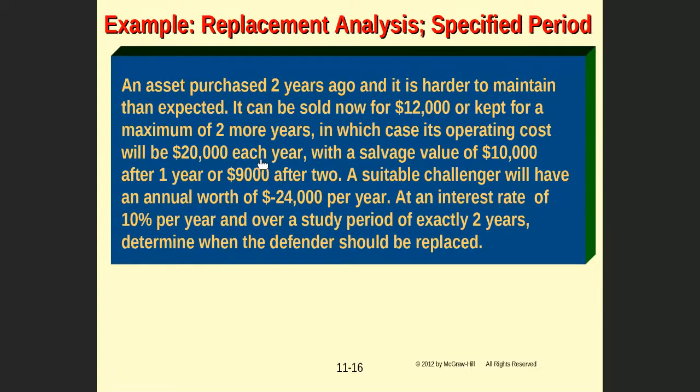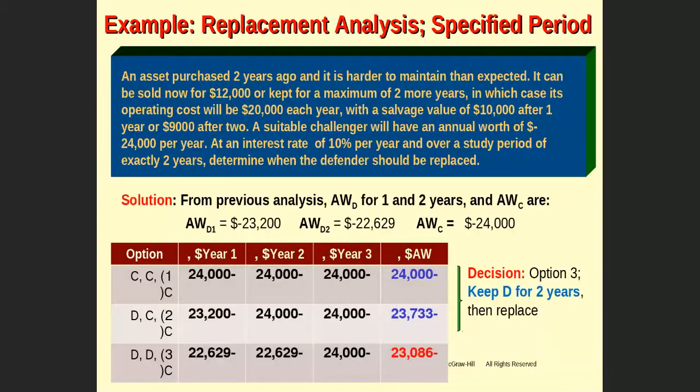The challenger can replace the defender in any of those 3 given years. Either this year, which is now, when it says it's sold now, so the challenger can replace the defender now in year 1, or we can replace it the year after, which we can call year 2, where the information applies to the defender, or it can be replaced in year 3, after the salvage will be $9,000 for the defender. Let's break down all these scenarios and see it here.